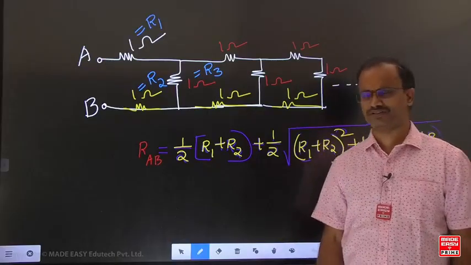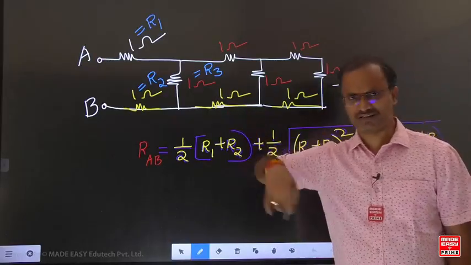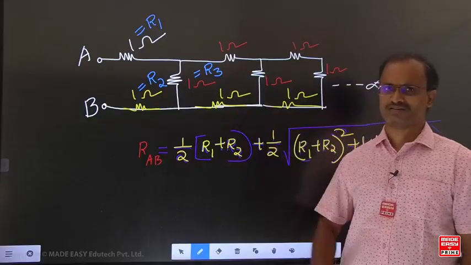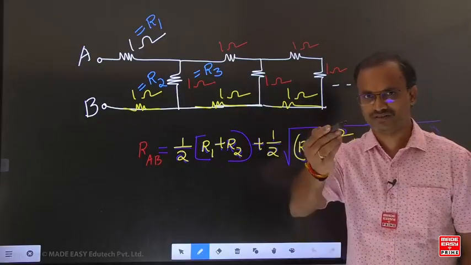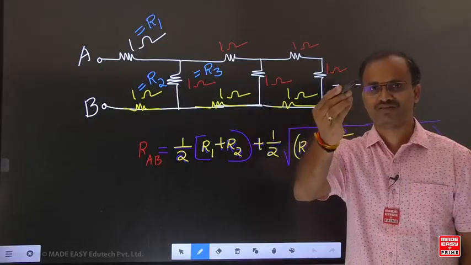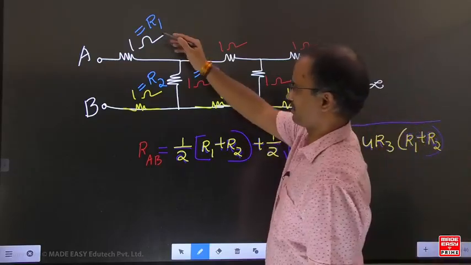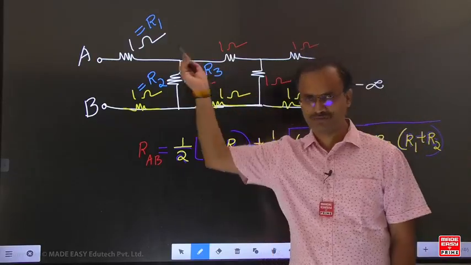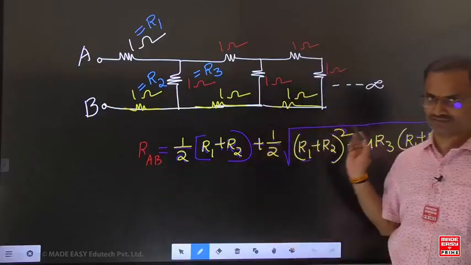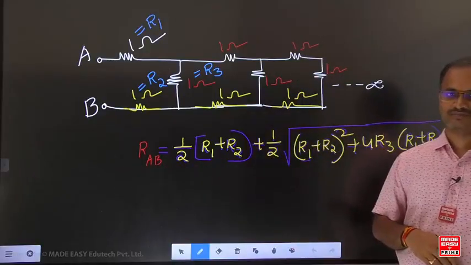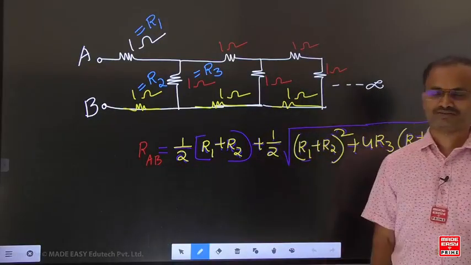You don't need the derivation and all. If you write the quadratic equation again and simplify, you get the same answer. In the previous case, the resistance values you took were 1, 1, 1. Instead of 1, 1, 1, take some R1, R2, R3. Then after simplifying completely, finally you get the general equation only. We are not applying any new concept here.